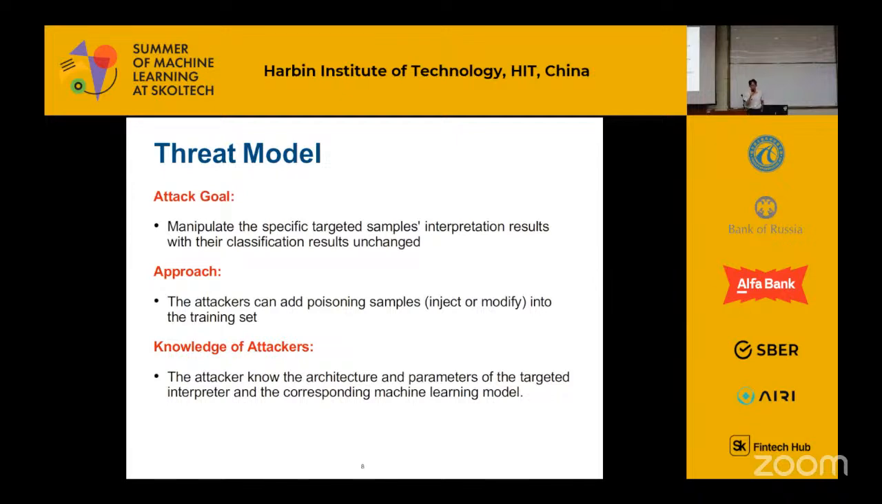Here I want to emphasize that the classification results have to be unchanged because otherwise the users will not trust the model anymore. They will not use it. So the manipulated interpretation cannot be delivered to the end user. The approach is that the attackers can add poisoning samples by injecting or modifying the training set. And the attacker knows exactly the architecture and the parameters of the target interpreter and the corresponding machine learning model.